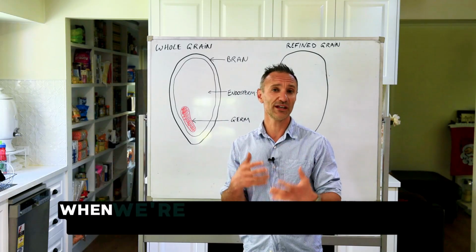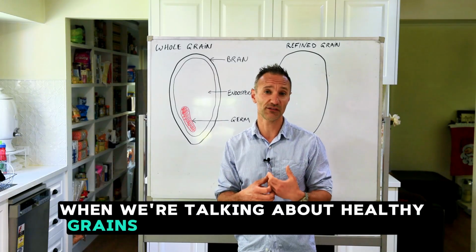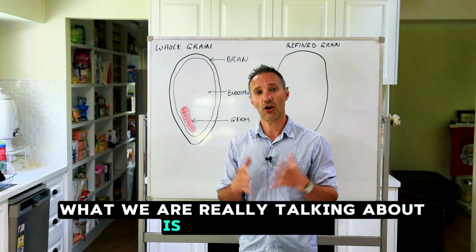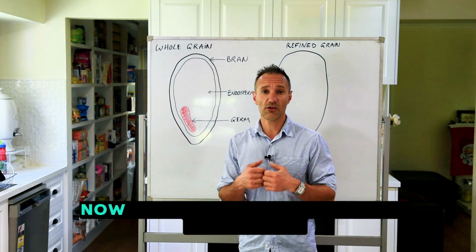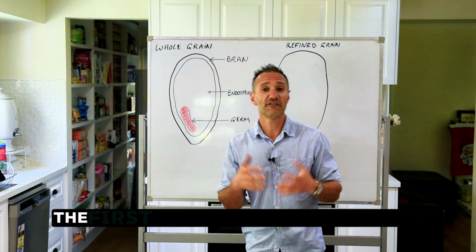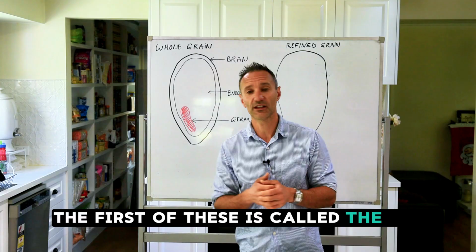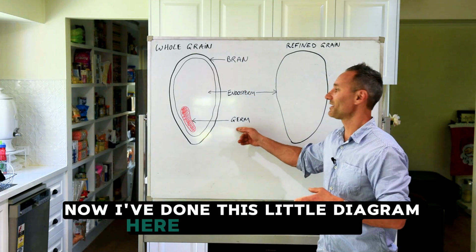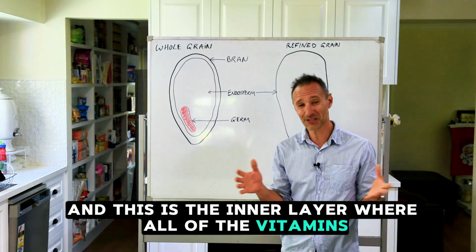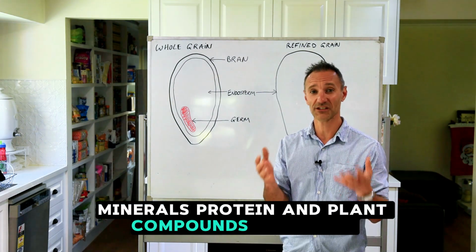And so when we're talking about healthy grains versus non-healthy grains, what we are really talking about is whole grains. Now, whole grain kernels have three parts. The first of these is called the germ. I've done this little diagram here so you can see it, that little red part. This is the inner layer where all of the vitamins, minerals, protein, and plant compounds are found.